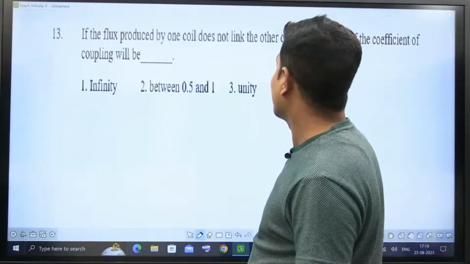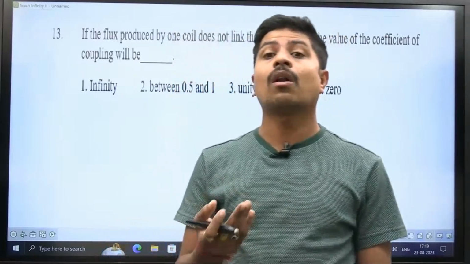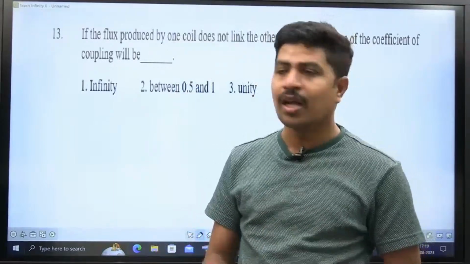If the flux produced by one coil does not link with the other coil, is there any mutual induction between those two coils? No, there is no mutual induction.